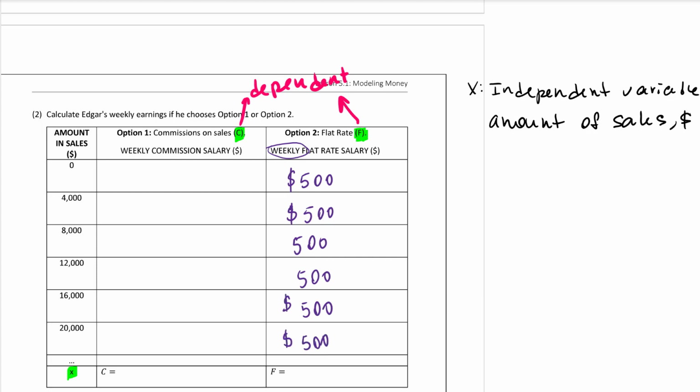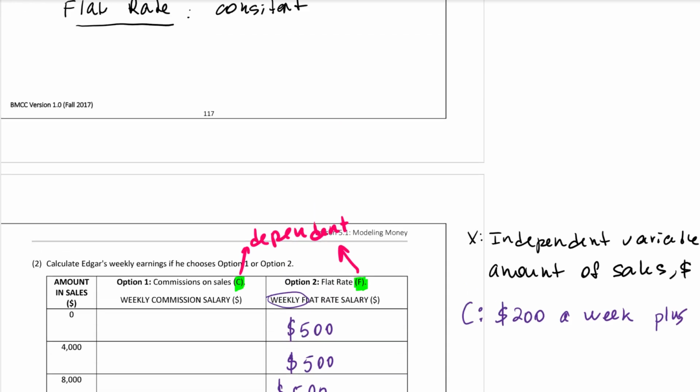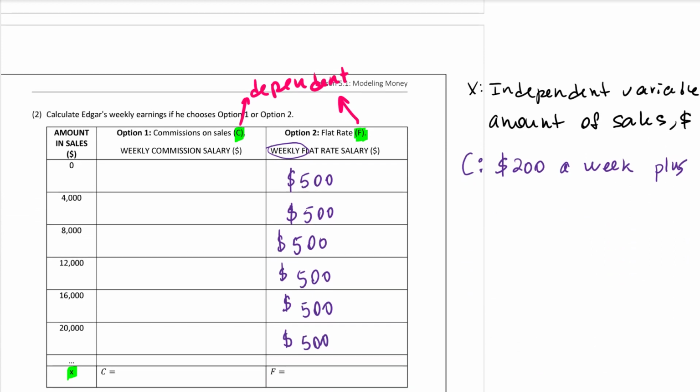Okay. All right. Now, how about if we look at the commission salary? So let me remind you what the commission salary is. He gets $200 a week, plus 3% on sales.